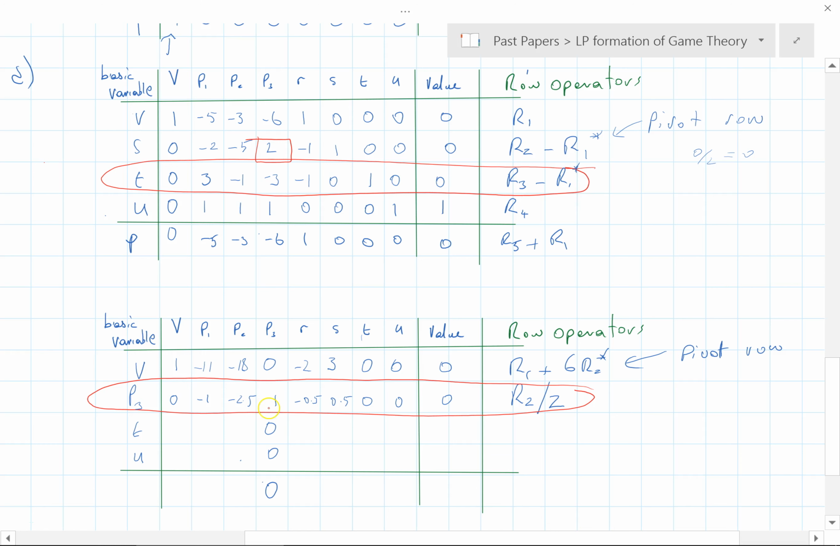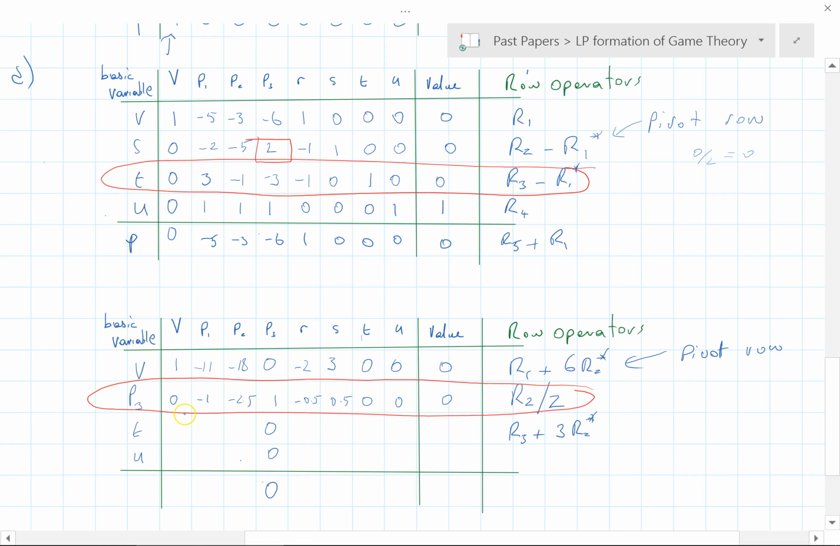We need to reduce that to 0. There was a minus 3 there, so we need to add on 3 lots. Because we've got minus 3, we need to add on 3 lots of the pivot row. So that's R3 plus 3 times the pivot row R2. Okay, and let's just go through the process here, being careful.